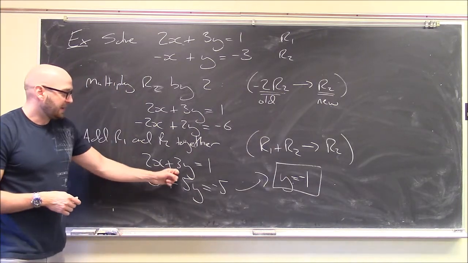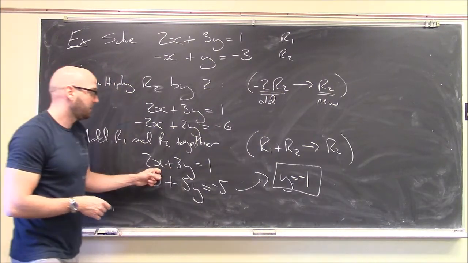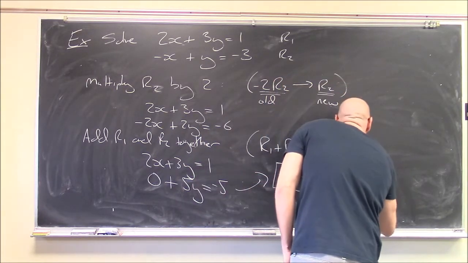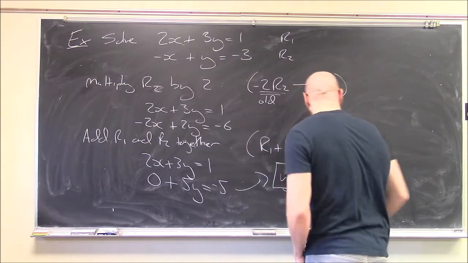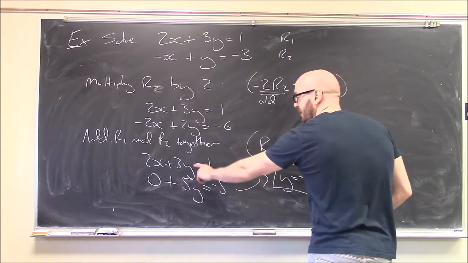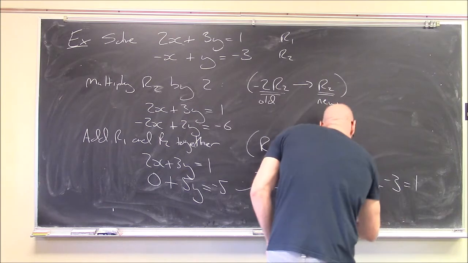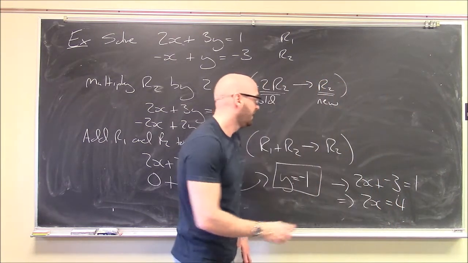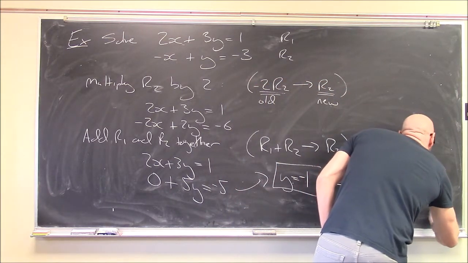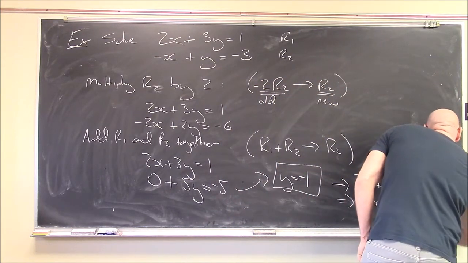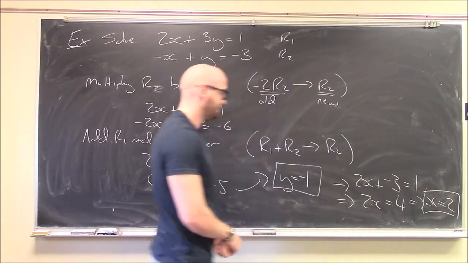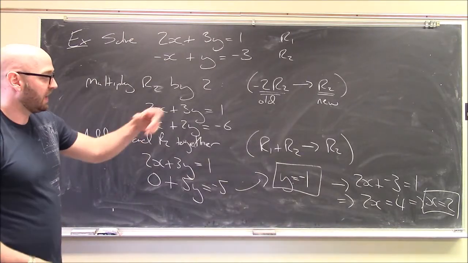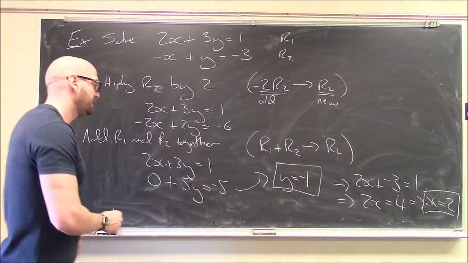And if I back substitute that into this first equation, I should be able to easily solve for x. Right? y is minus 1. Back substituting into the first equation, 2x plus minus 3 times minus 1 equals 1. So 2x is equal to 4, adding 3 to both sides. So x is equal to 2. And there's my solution. I have a unique solution. My solution is x equals 2, y equals minus 1.